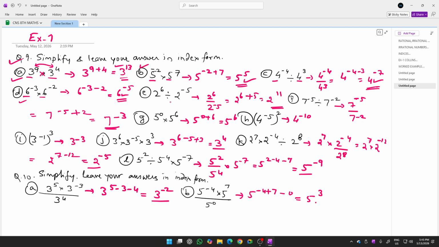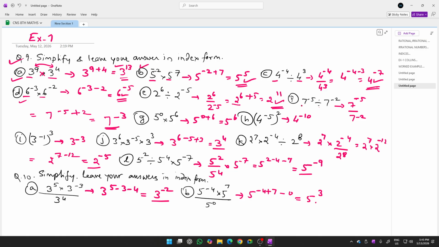Next is 2 raised to 6 divided by 2 raised to minus 5. Now because it is division, what will you do? 2 raised to 6 minus minus 5 you will do. 6 minus minus 5 is 6 plus 5. So your answer will be 2 raised to 6 plus 5 which is 11. So 2 raised to 11 is the answer.